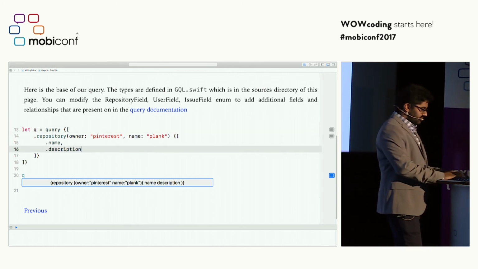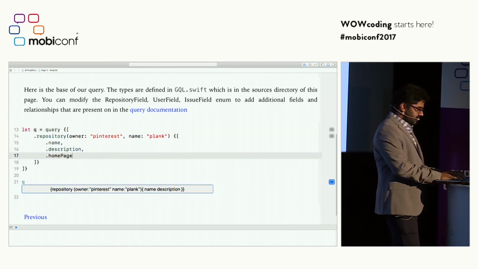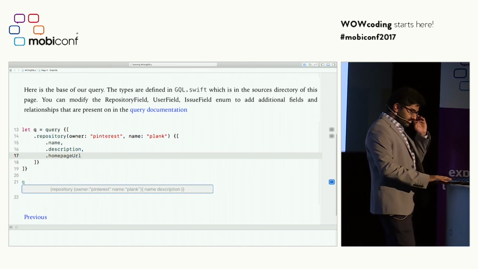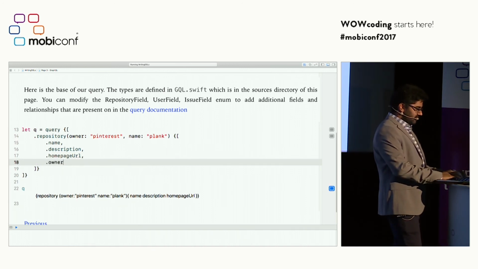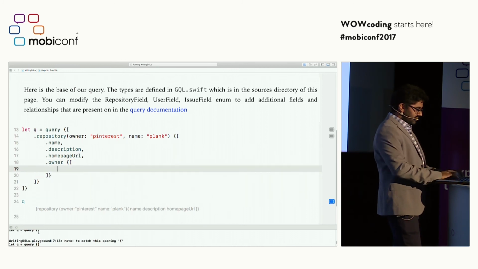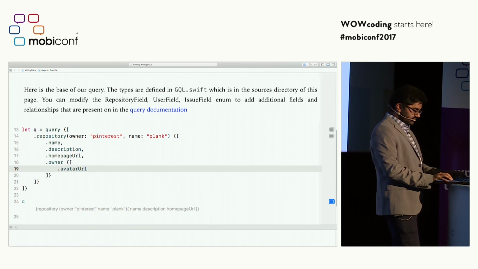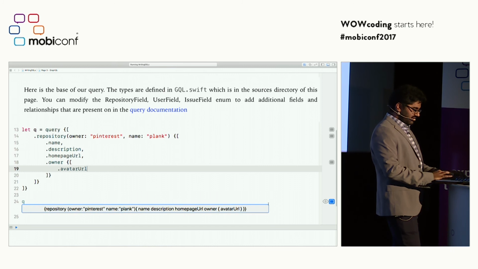So we can start to play around with this, and you can start to see it adapt. We have the homepage URL, and then let's say we want to add the owner, and we want to add the owner's avatar URL. And this is going to keep getting truncated.